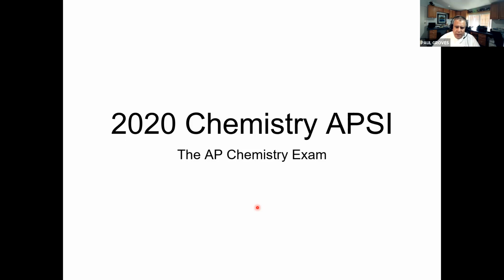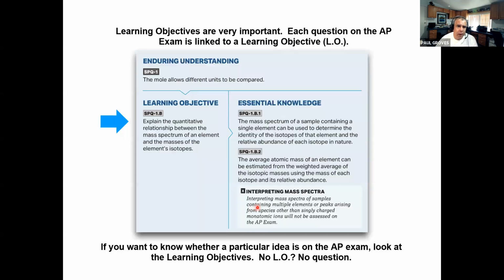I'd like to talk about the AP chemistry exam. One of the things about the AP chemistry exam that's very important is that those learning objectives we're talking about all link up to the questions. So every question on the AP exam, whether it's on the multiple choice or on the free response, is linked to one of these learning objectives.